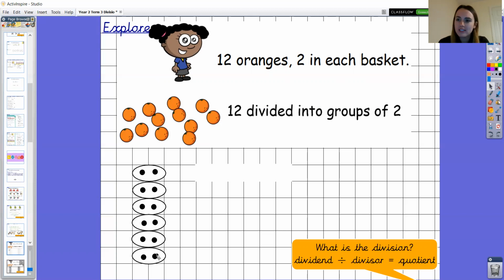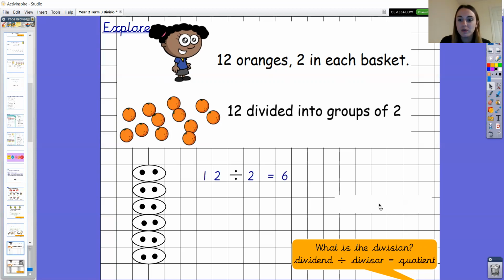So I wonder, what is the division? Remember, we have the dividend divided by the divisor equals the quotient. And as you can see here, those words are at the bottom of your screen to remind you. So what is the dividend? What is the divisor? And what is the quotient?